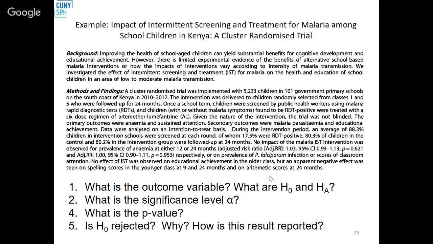Yeah, the only thing I would be careful about there is you said in the control and treatment group, which to me sounds like sample. So just to be really clear, the null hypothesis is that intermittent screening and treatment has no effect on anemia prevalence in the population. And the alternative hypothesis is that it does have an effect on anemia prevalence in the population. So just be careful to state very clearly that your null and alternative hypotheses are about the population prevalence or the population mean, not about the groups or the sample groups.